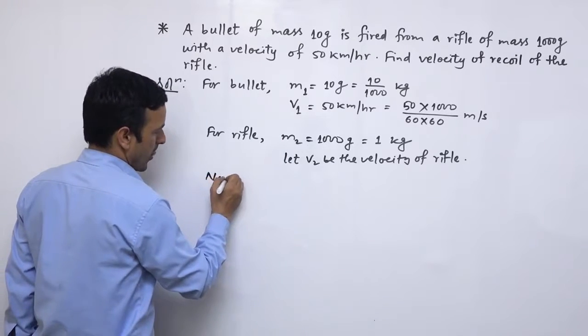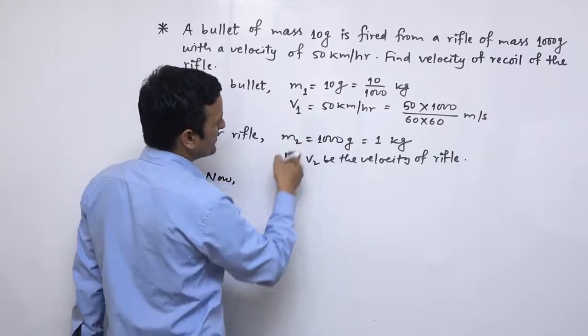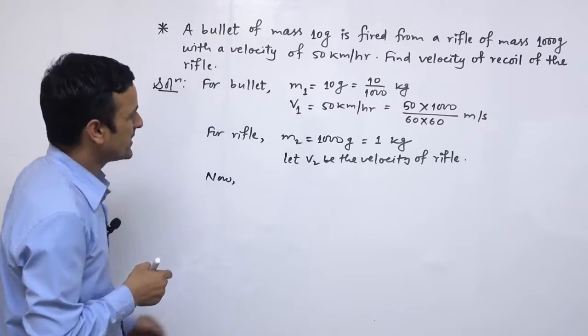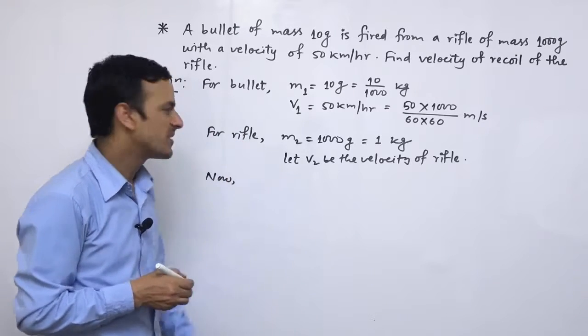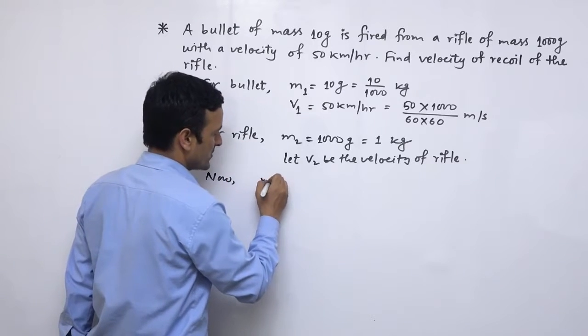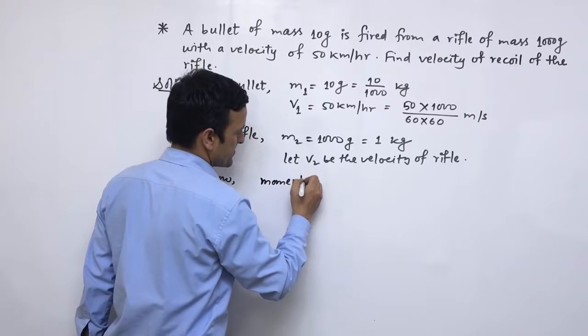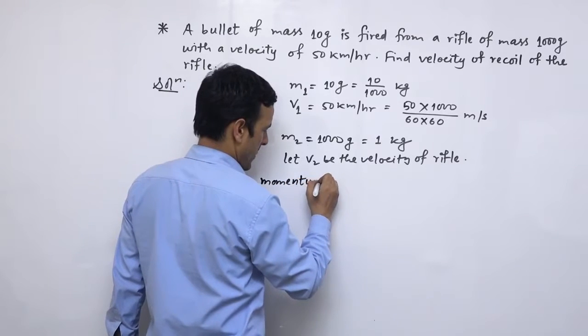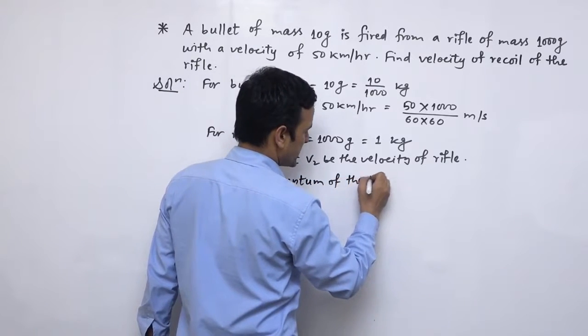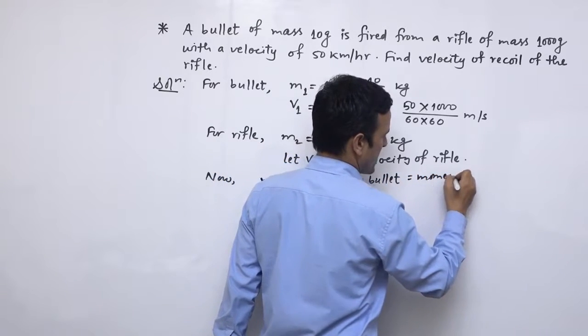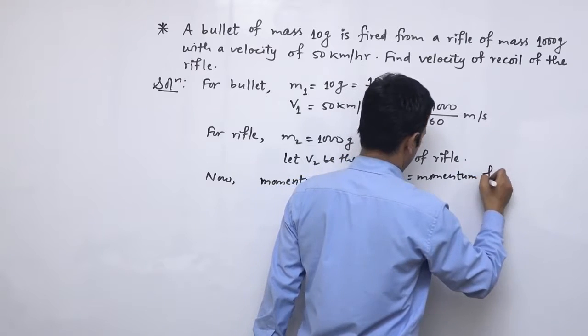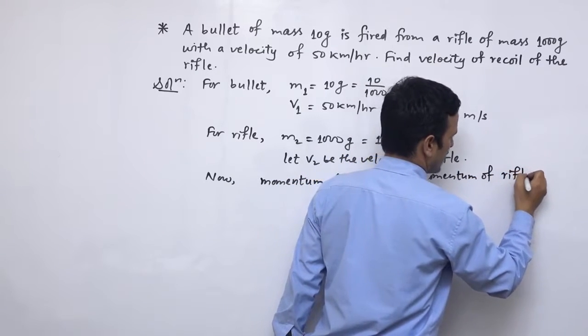Now, both momentum of the bullet is equal to momentum of the rifle. Now we can write down momentum of the bullet is equal to momentum of rifle.